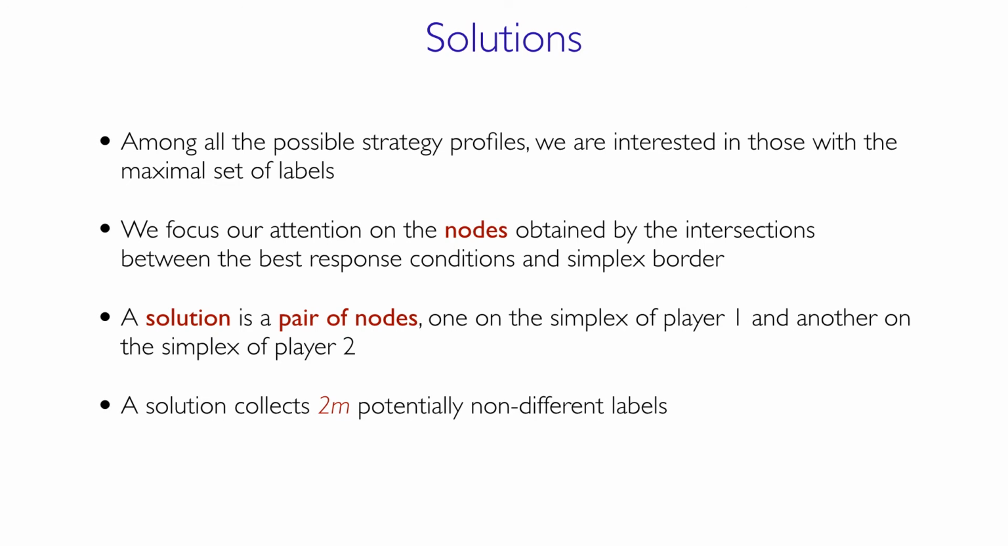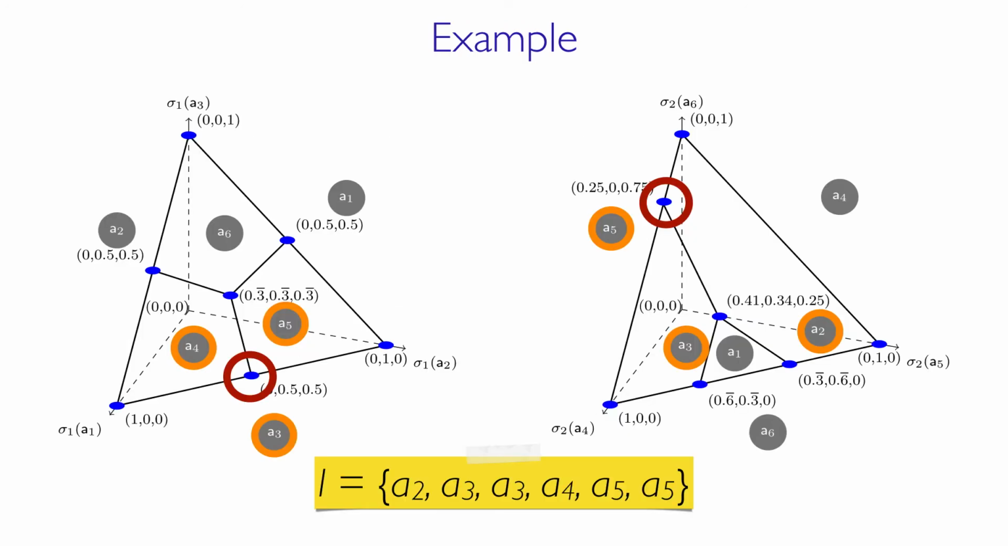Any solution collects two m labels, where m is the number of actions of each player, and these labels are potentially non-different. That is, some label could occur multiple times. Here you have an example. The labels gotten in the simplex of player 1 are A3, A4, A5, while the labels in the simplex of player 2 are A2, A3, A5. Notice that labels A3 and A5 appear twice.